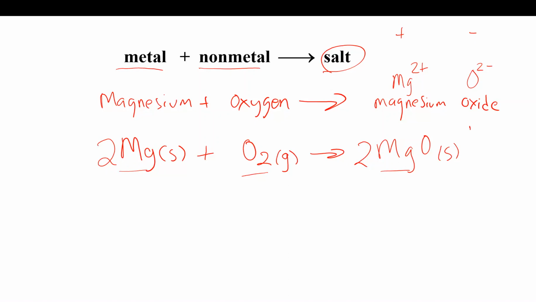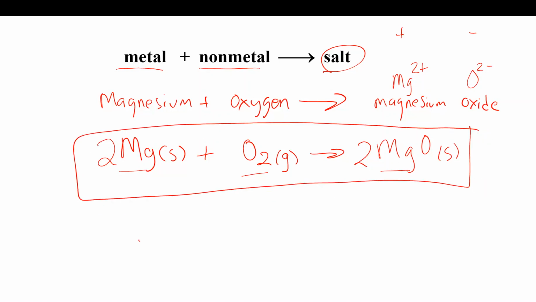So, why is this a combination reaction? Well, again, we're taking 2 or more reactants and combining them to form one product. What are our 2 reactants? A metal, a nonmetal, forming our ionic compound, or our salt.